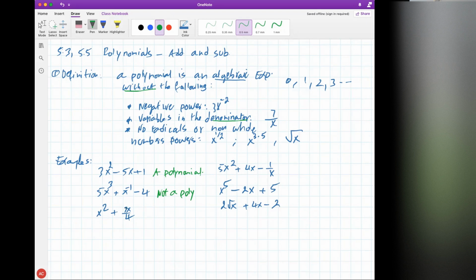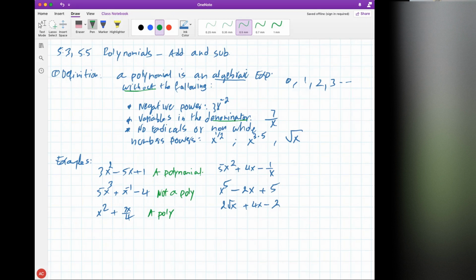Okay, so this is fine as long as the x is not here in the denominator. So this is a polynomial. The second one will be an example. Next one. So this one has a denominator.